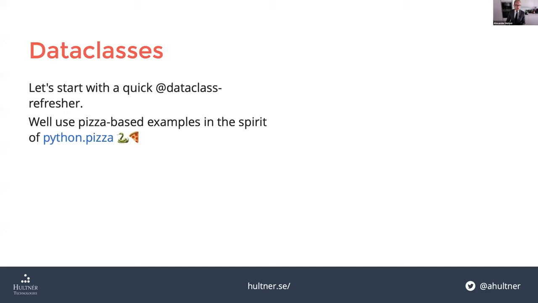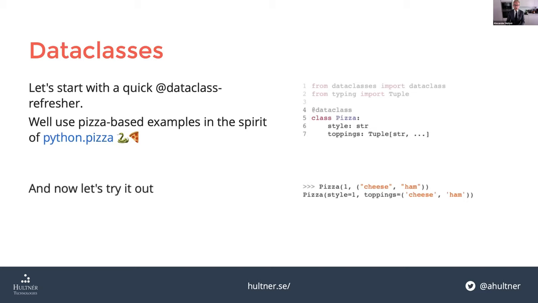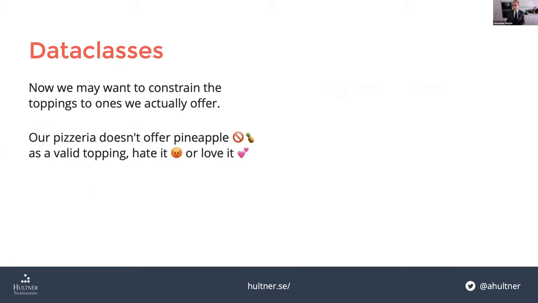So let's start with a quick refresher. I'll use some pizza-based examples in the spirit of the Python Pizza Conference. So here we have a pizza, and we have a style of pizza, and you can see we have toppings, and those are a tuple of strings. And if we try it out, we can make a pizza with style one, with cheese and ham, and it works like expected. So now maybe we want to constrain our offer more, and our pizzeria doesn't offer pineapple.